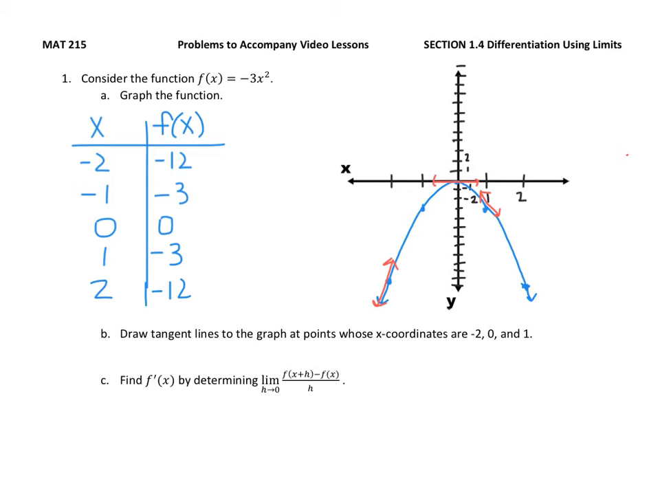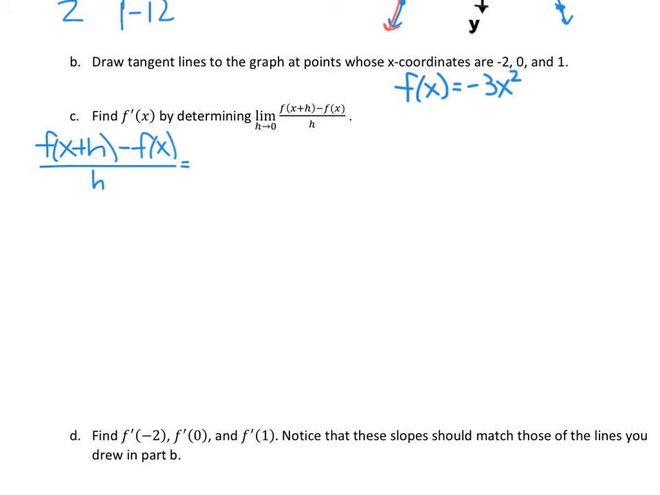So in part C, we're asked to find f prime of x, which is the derivative, by determining the limit. So we're going to calculate the difference quotient. The difference quotient is f of x plus h minus f of x, all divided by h. That's the difference quotient. And then we're going to take the limit as h approaches 0. And that's going to give us our derivative. So I'm going to begin by calculating the difference quotient.